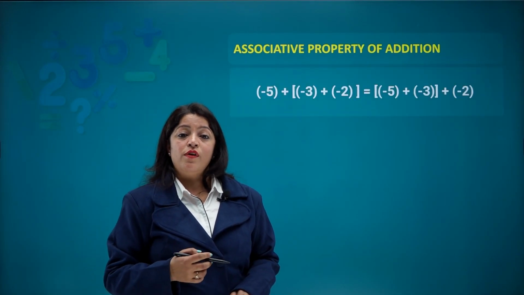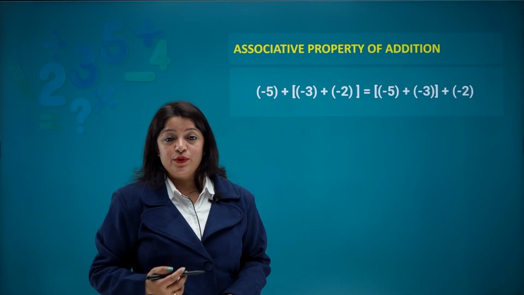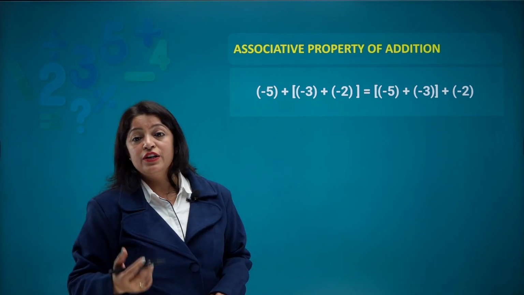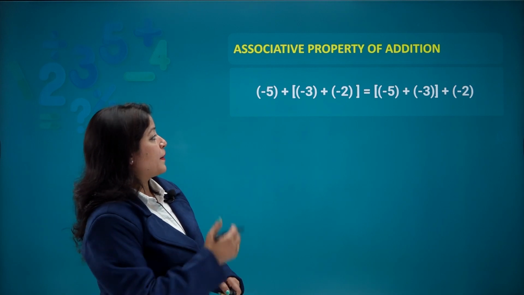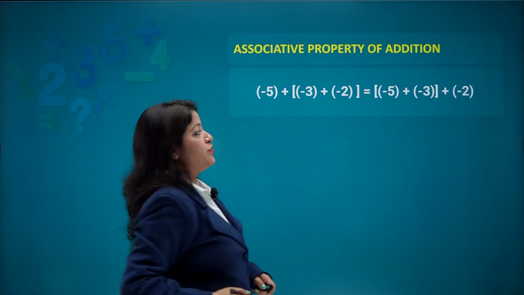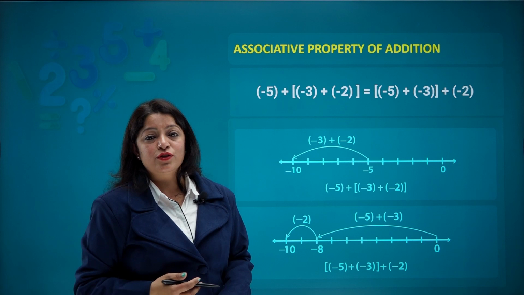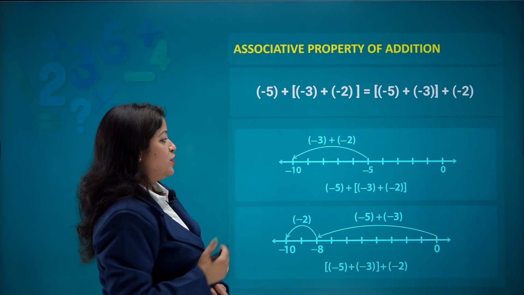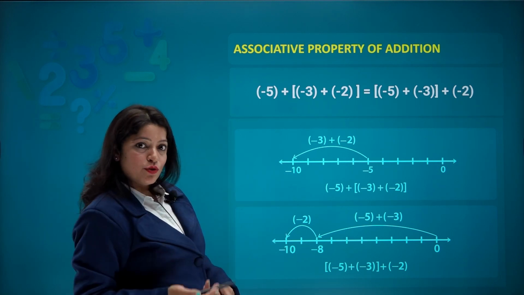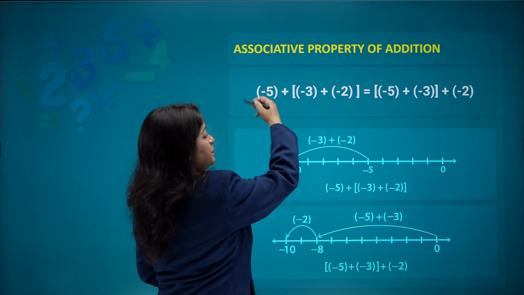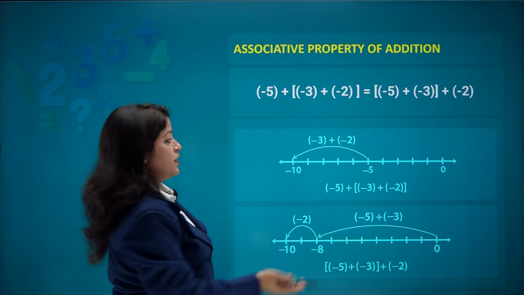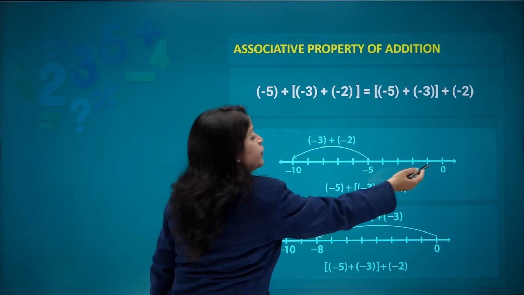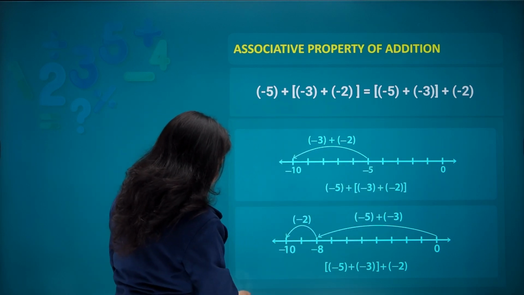Now let me take one more example of the associative property of addition. Suppose there are three integers and all three are negative. Now what can be done in this case? First we will add these two integers, minus 3 and minus 2, on a number line. So here we can see how you can check it through a number line also. Here first we are doing minus 3 plus minus 2. What is the result? Minus 5, we have reached from 0 to minus 5.